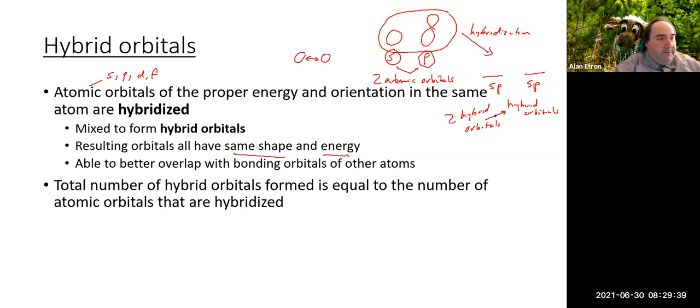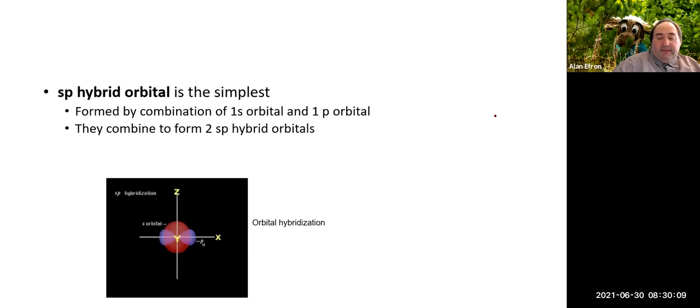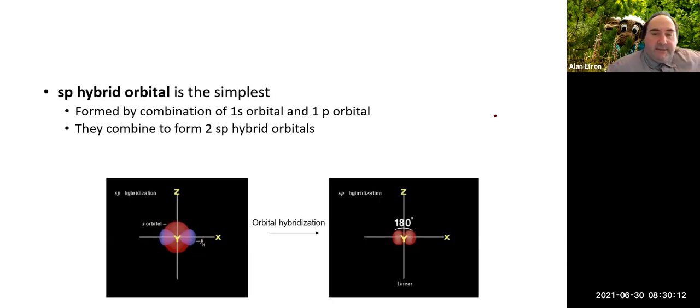So the number of hybrid orbitals that we get, which again will end up being the exact same sort of shape, the exact same energy level, basically equals the number of atomic orbitals that we take together and hybridize. So let's talk about the first type of hybrid orbital that we could come across. The first hybrid orbital is pretty much what I just drew there, which is described as an sp hybrid orbital. It's the simplest sort of hybridization that can occur.